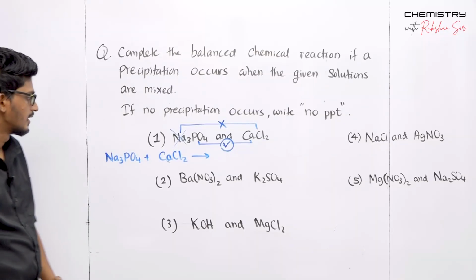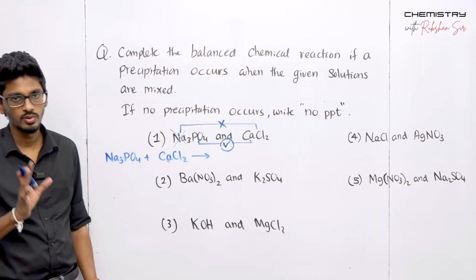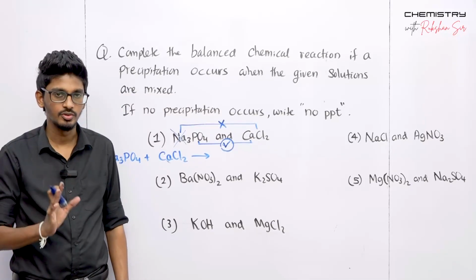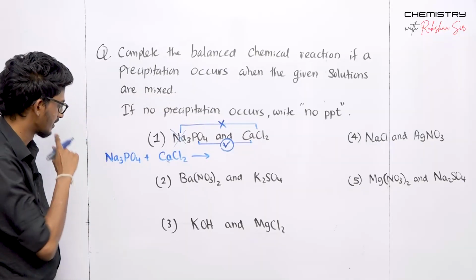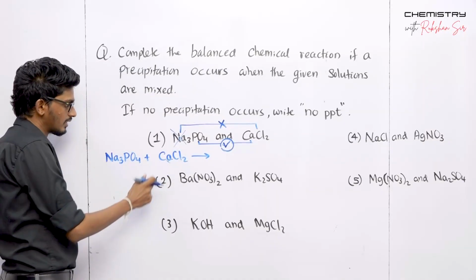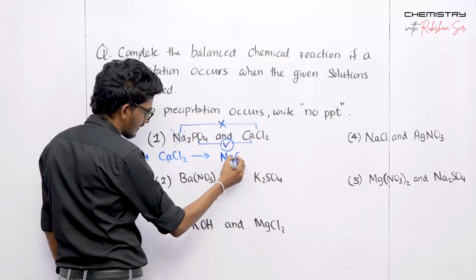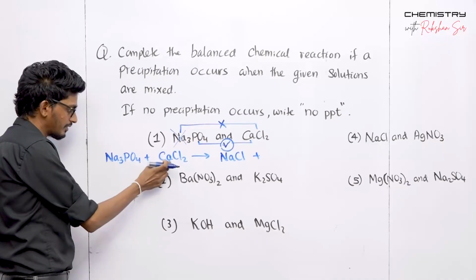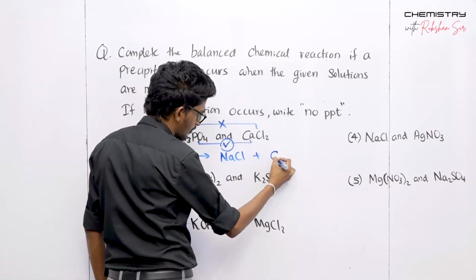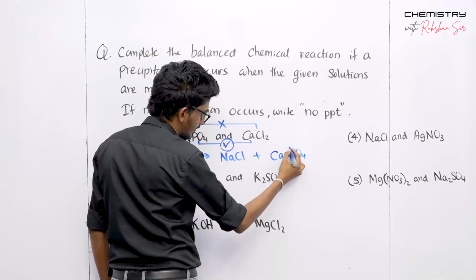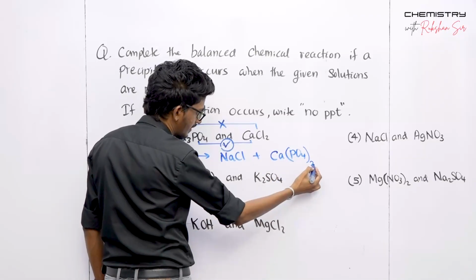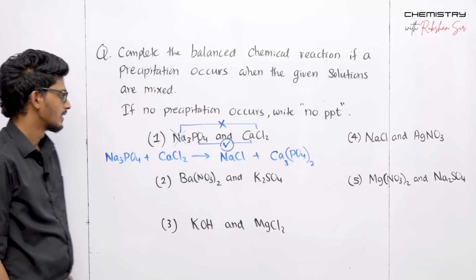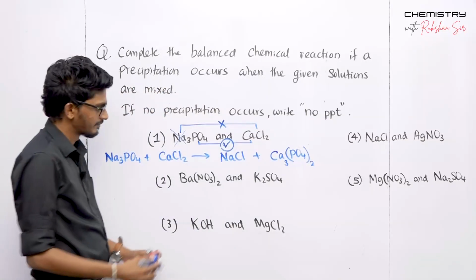So how to write the reaction? Precipitation reactions are always referred to as ion exchange reactions. Just exchange the ions and write. Sodium plus comes with Cl minus, NaCl, plus calcium 2 plus comes with the anion of the other species, calcium phosphate. Calcium 2 plus, so 2 plus here, phosphate 3 here. So sodium chloride and calcium phosphate are the products, and this is your precipitate.